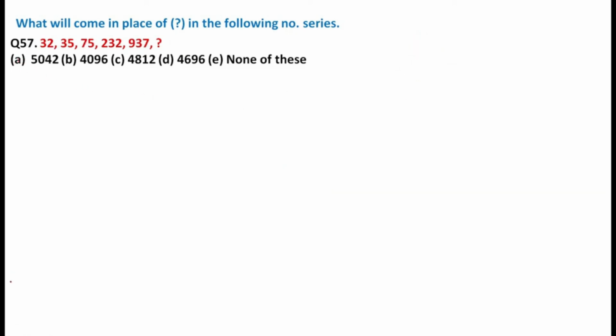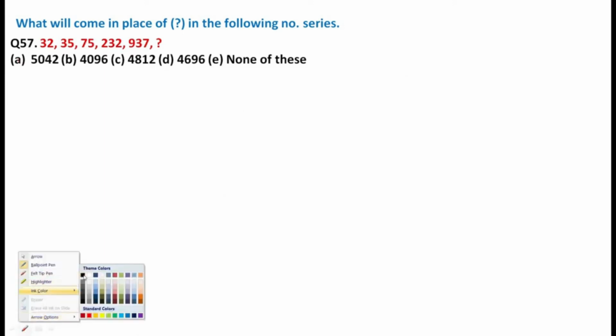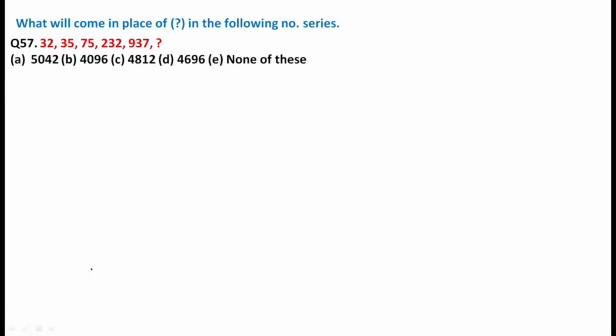430. Next one. Give me the answer for this one. Question number 57. Now see, I clearly mentioned, guys, if the numbers increase suddenly, think multiplication. 32 becomes 35. What is the change we have? 32 is multiplied by 1, we just add 3, and you get 35. Then 35 is multiplied by 2, 35 twos are 70, plus 5, now you get 75.